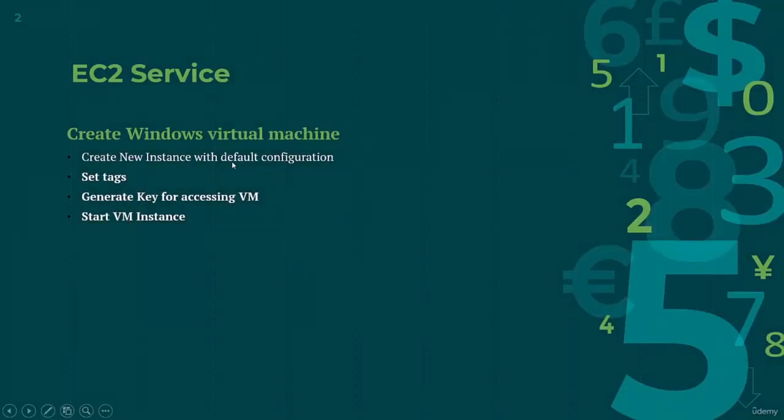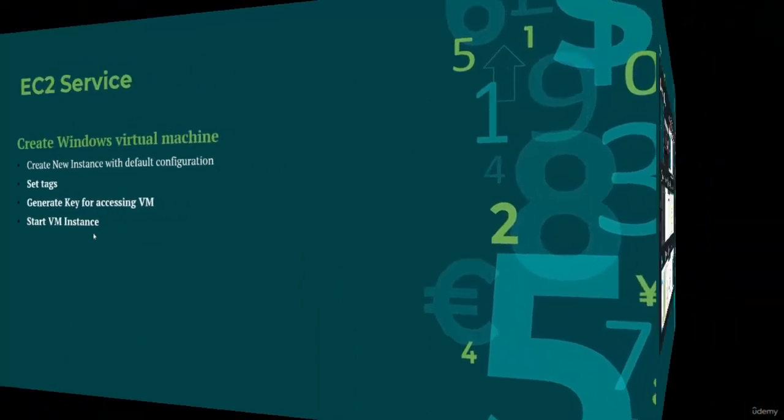First of all, we will go and create a new instance with almost default configurations, but I'll show you if we need to change anything. We can set tags, we can generate a key for accessing that VM, and we can start that VM instance. Okay, let me just move to my AWS account.